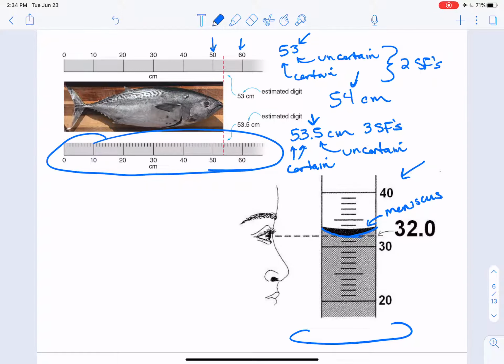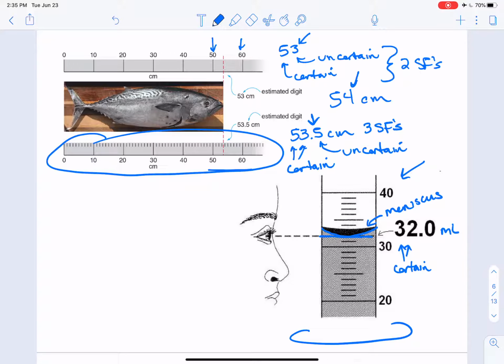You want to look at the bottom of the meniscus where that falls. The water is attracted to the glass, so it'll creep up the sides right there. So notice how we're measuring every 1 milliliter here. So we have 30, 31, 32, 33. So we are certain that we have 32 milliliters and not 31 or 33.